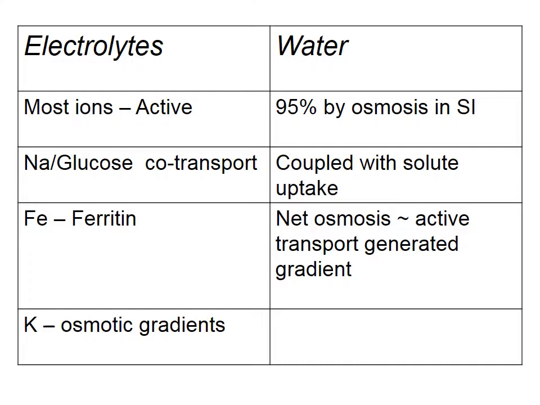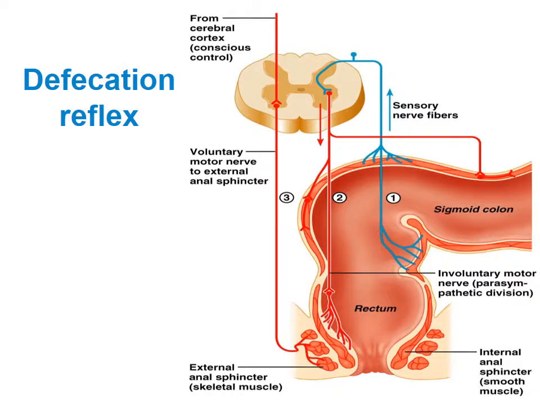A list of the items absorbed by the colon. Most electrolytes are actively transported, and water is absorbed by osmosis. A diagram of the defecation reflex. Fecal material is slowly packed into the rectum. Once the rectum is full, its walls are stretched, and this triggers the reflex. The smooth muscle internal anal sphincters are opened, giving you the urge to go to the bathroom.